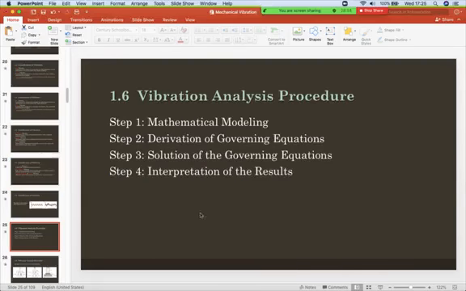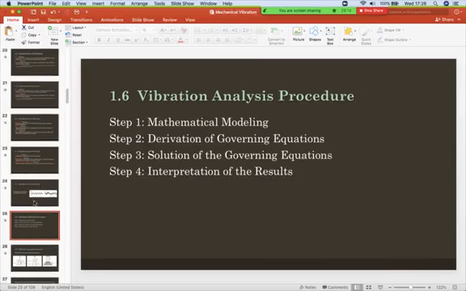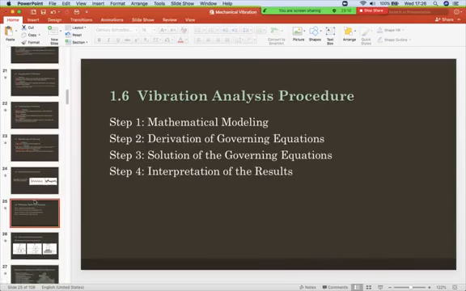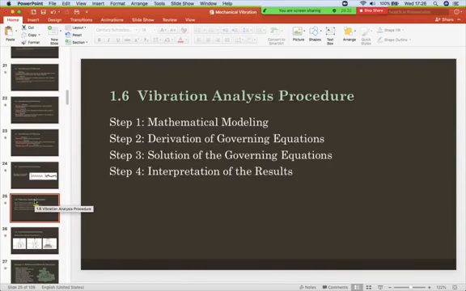Okay, we go to 1.6, the analysis procedure of vibration. Of course, we do mathematical modeling, derivation of governing equations, solution of the governing equations, and interpretation of the results. This is so far the best part of conducting the analysis. This is where vibration engineers are most vital in terms of the application. You are going to be paid by your client for analyzing the vibration.